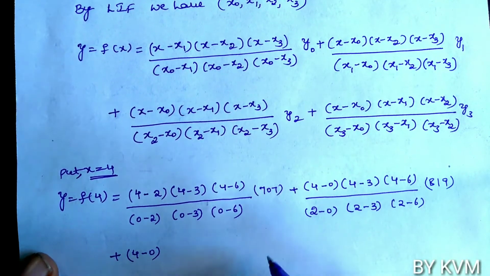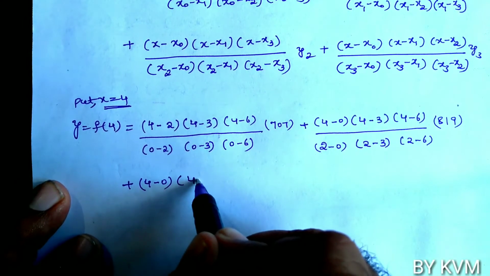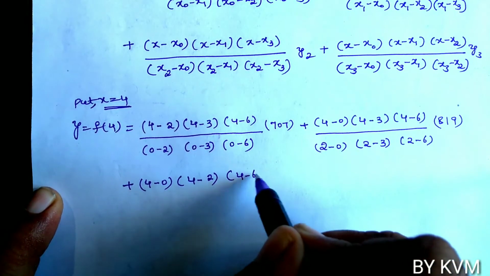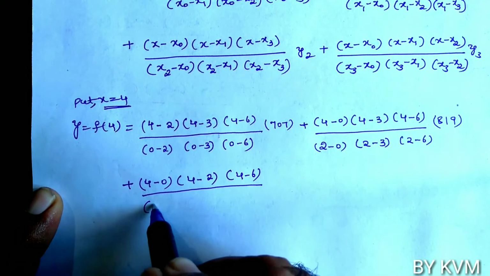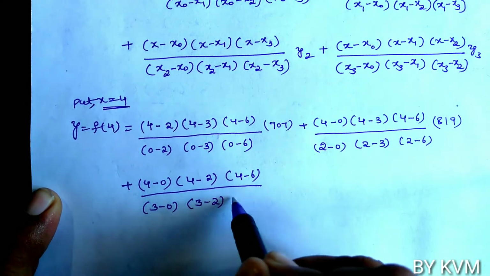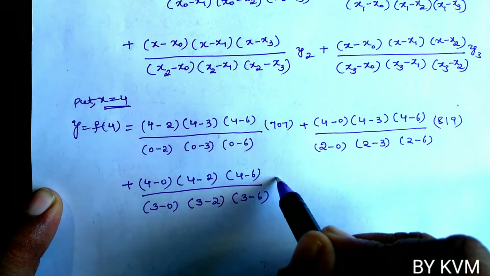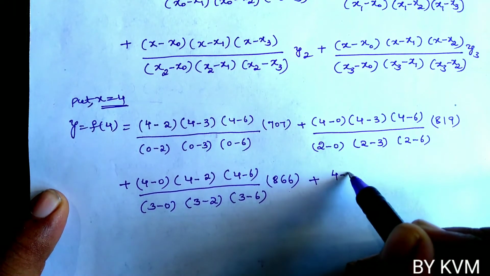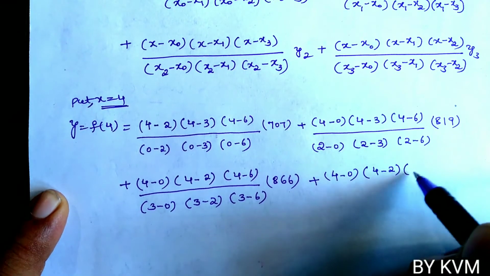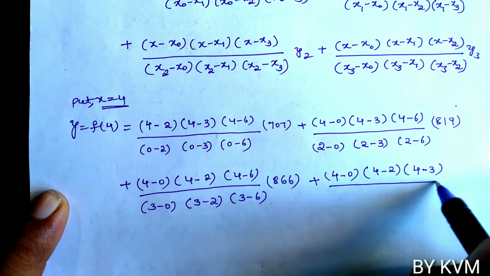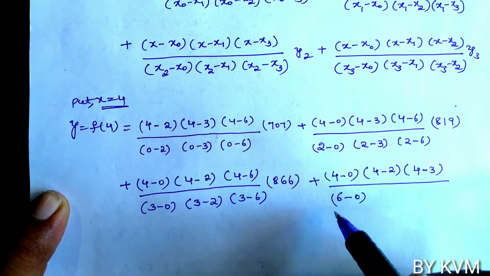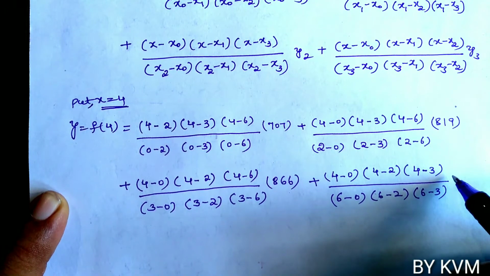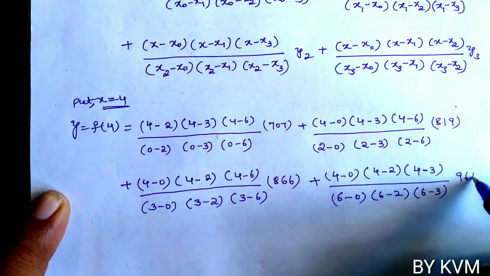plus 4 minus 0 into 4 minus 2 into 4 minus 6 by 3 minus 0 into 3 minus 2 into 3 minus 6 into y2. Y2 value is 866, plus the last term 4 minus 0 into 4 minus 2 into 4 minus 3 by x3. x3 is 6 minus 0, 6 minus 2 into 6 minus 3 into y3. y3 is 966.